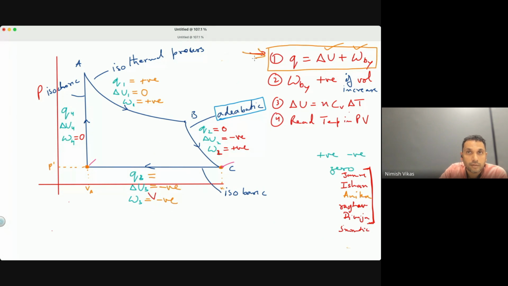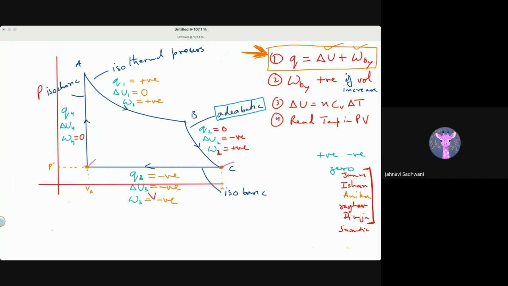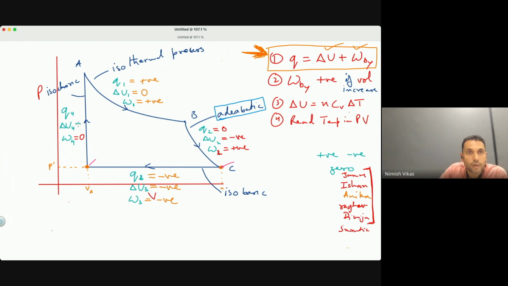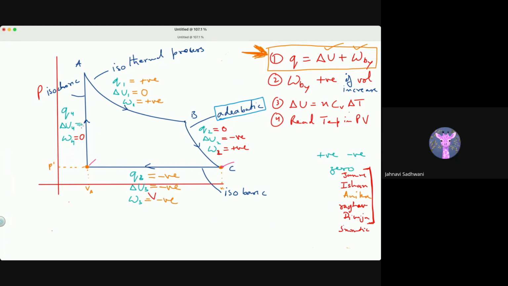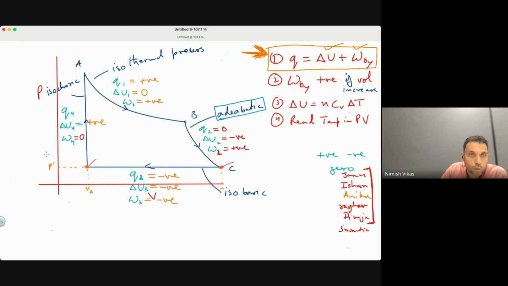Is that clear? U3 is negative. Yeah, because both are negative, this has to be negative. Is that clear? Okay, last one quickly. What is delta U? Positive. Why is it positive? Because temperature is increasing. That's the only thing I want to hear.